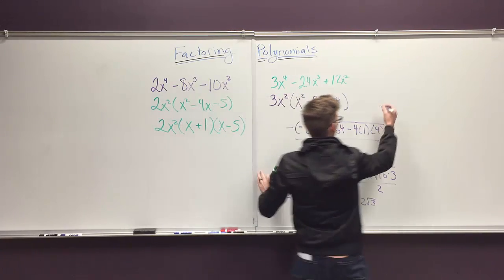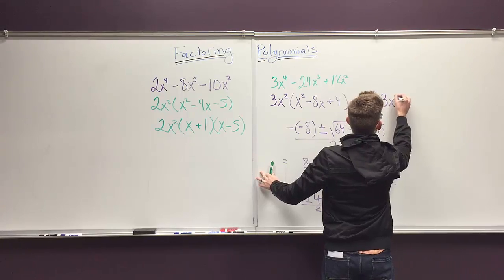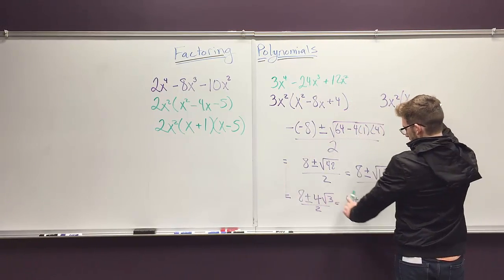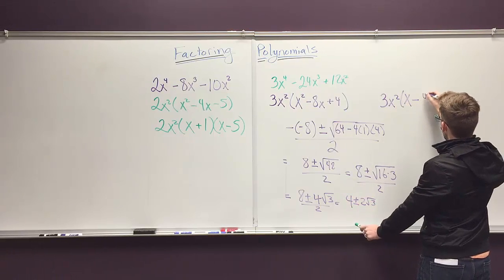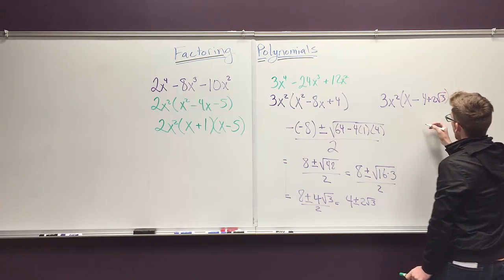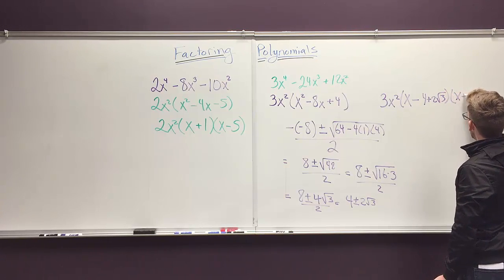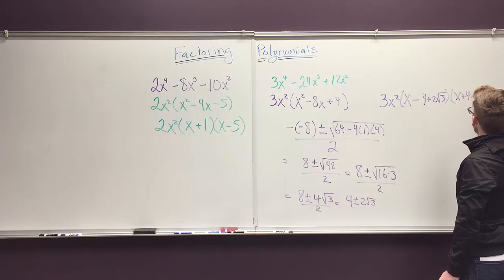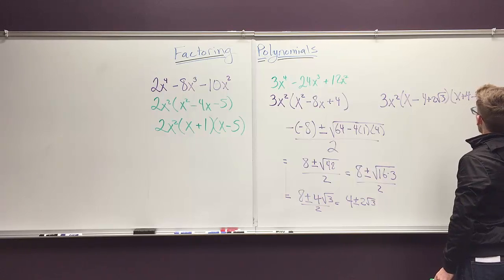Now, those are the zeros, so how does that help us with this piece of the equation? Well, we're going to rewrite that piece like this. x minus the positive piece first, 4 plus 2 square roots of 3, and then times x minus 4 minus 2 square roots of 3.